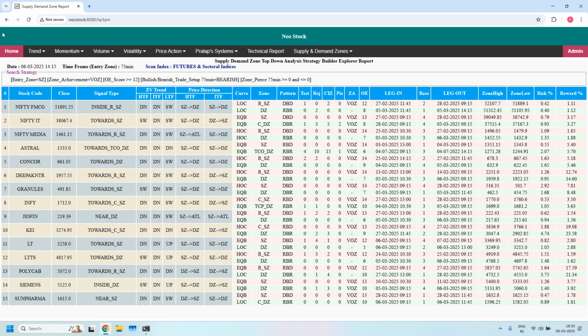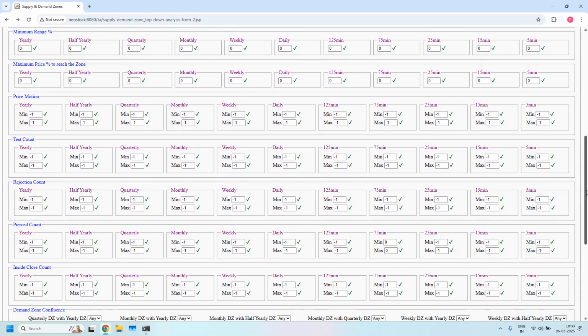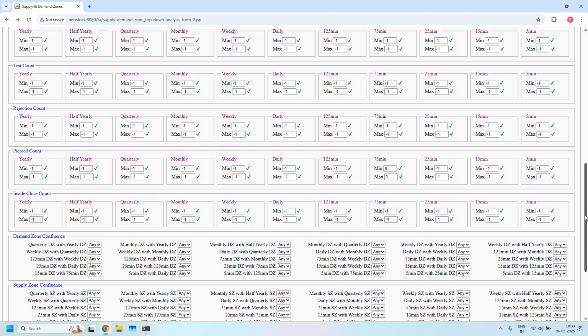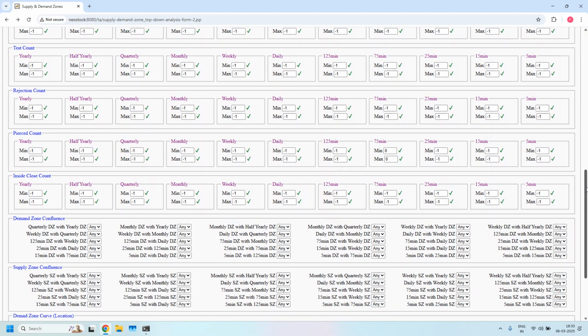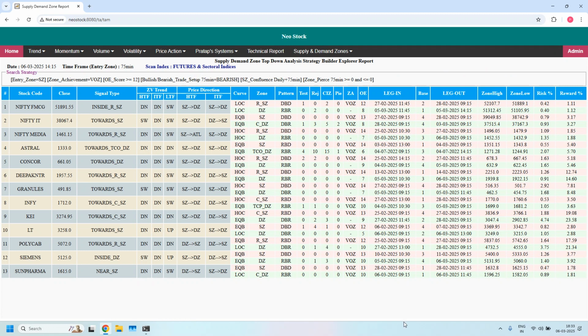Let's verify. That is 75 minutes with daily supply zone confluence. I am enabling that filter. With this filter, out of 15 stocks, the list has come down to 13 stocks. That means the majority of the stocks again have the 75 minute supply zone overlapped with daily supply zone. And daily trend is a downtrend in all these stocks, ITF trend.